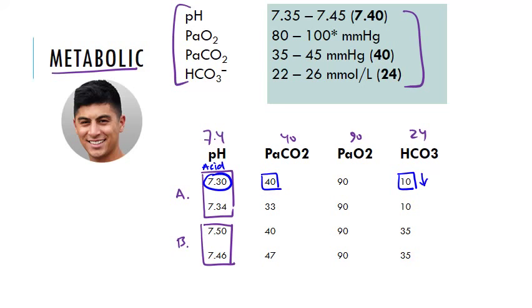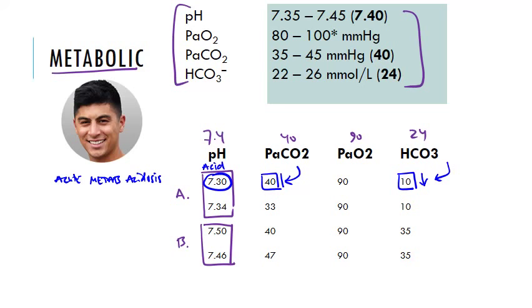So here I see that bicarb is quite low, indicating a metabolic acidosis, and here I see that the lungs have not really compensated for this yet. So this I would label as a metabolic acidosis, an acute metabolic acidosis.